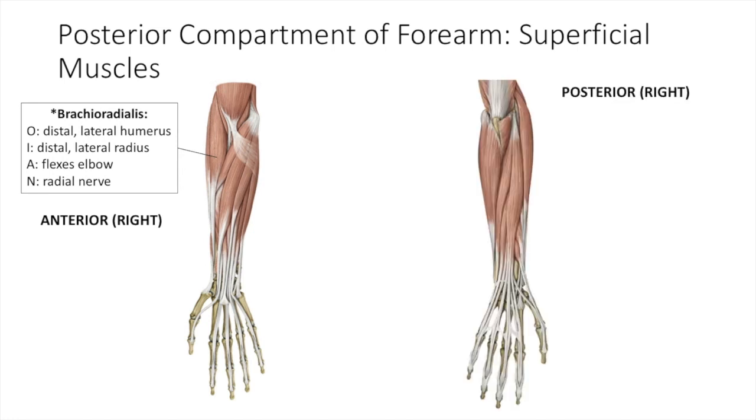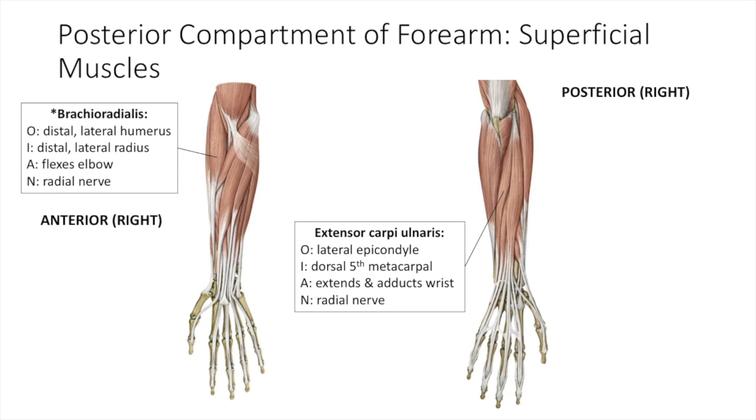And then next we have the posterior view. So our first muscle is the extensor carpi radialis, which originates on the lateral epicondyle of the humerus, and it inserts on the dorsal side of the fifth metacarpal, and this acts to extend and adduct the wrist.